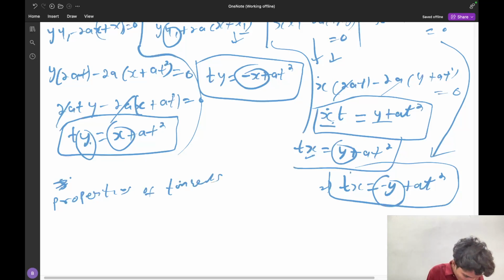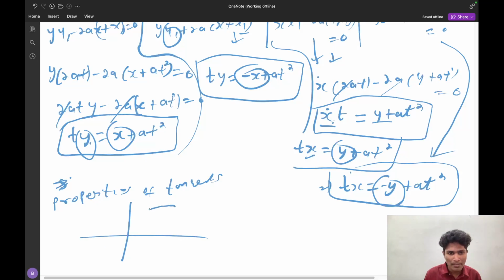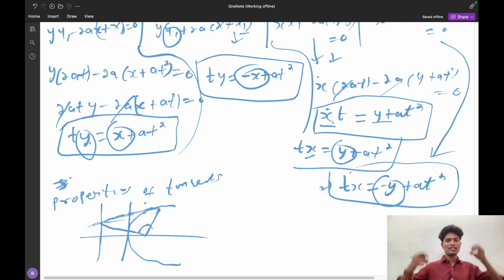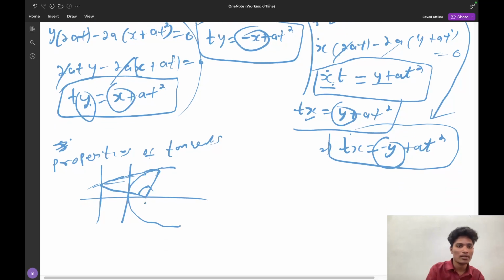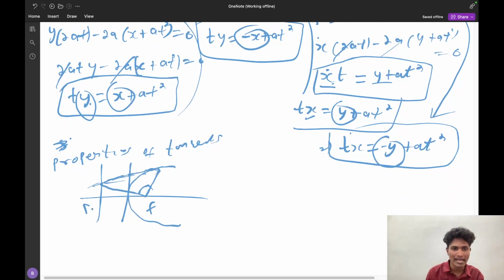The portion of the tangent to the parabola cut off between the directrix and the point of contact on the curve subtends a right angle at the focus. Very important. Suppose this is the parabola and this is a directrix. Suppose, if you observe, this is a tangent. This is the point, this is the point. These two will make a right angle at the focus. That is the portion. If I extend to the focus, the right angle will be formed. That is one property: at the focus, the right angle will be formed. This is the directrix and this is the portion of tangent.